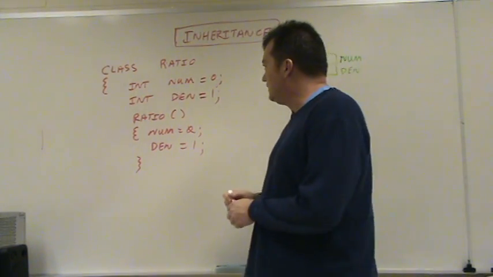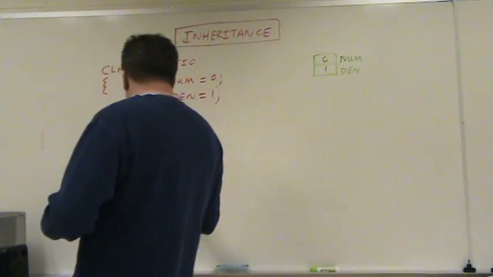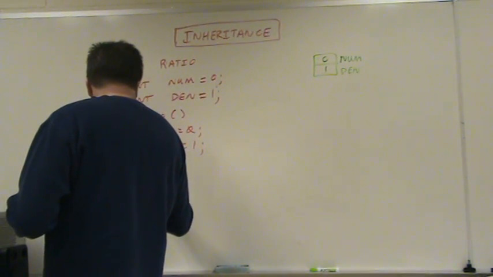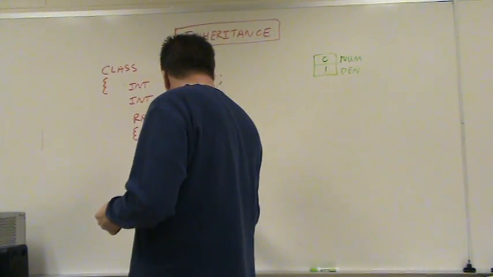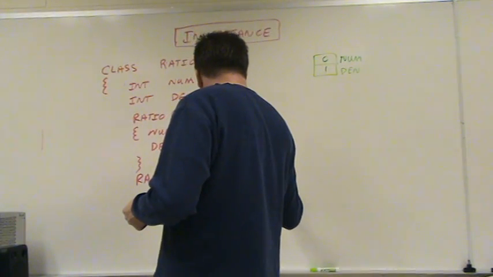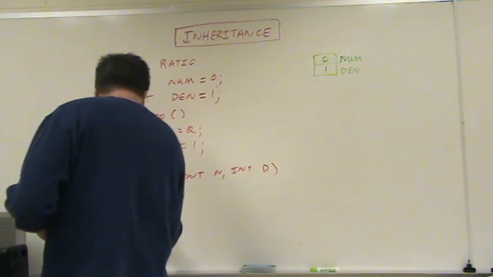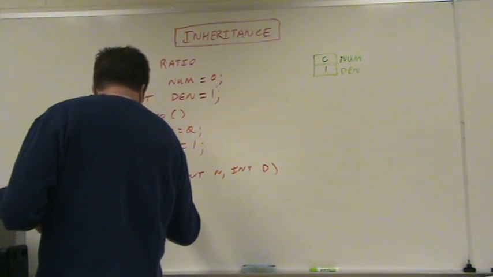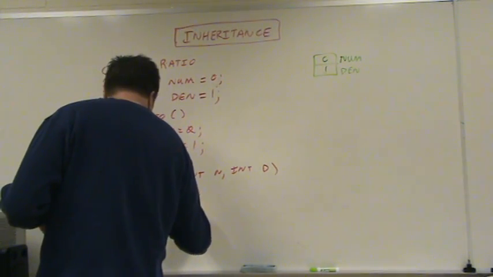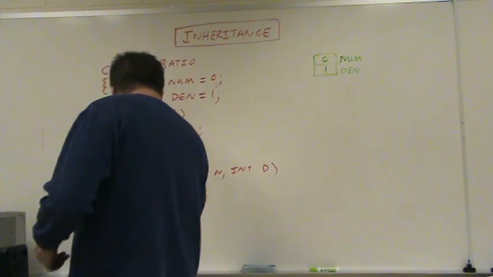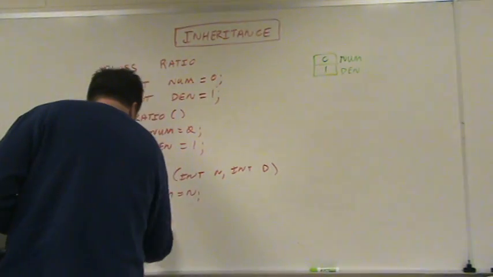And then, like what you're saying is, we would obviously want to have a ratio where people can tell us what the numerator and denominator is. So we'd like to have another constructor like this. Ratio, int n, int d, and then num equals n, denom equals d. We'd also want to put in a check, like make sure the denominator doesn't equal zero.